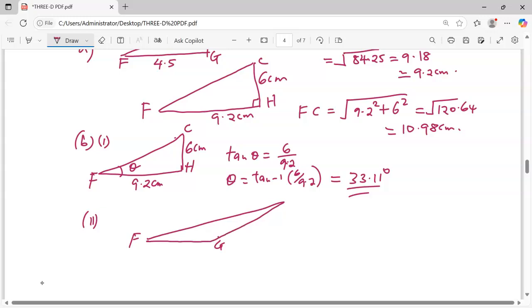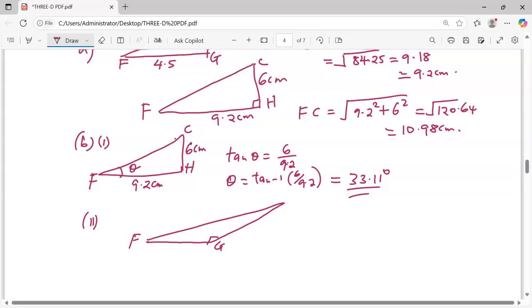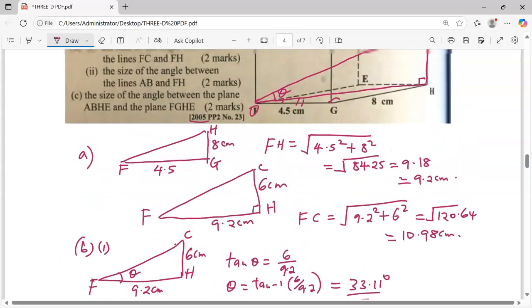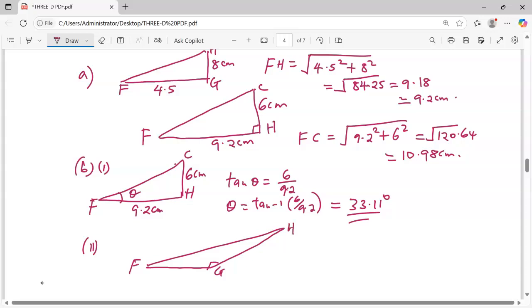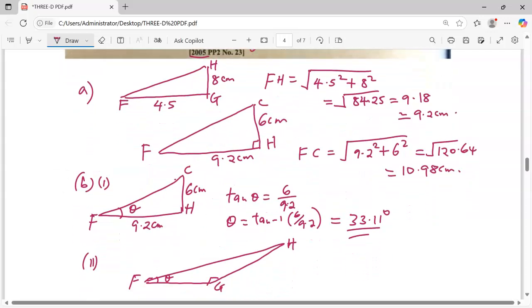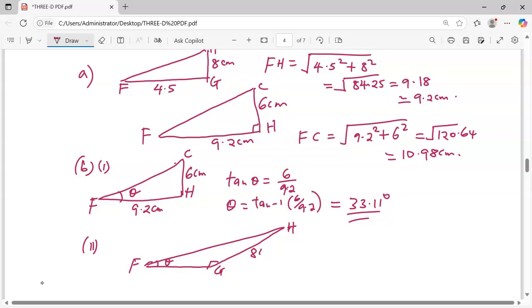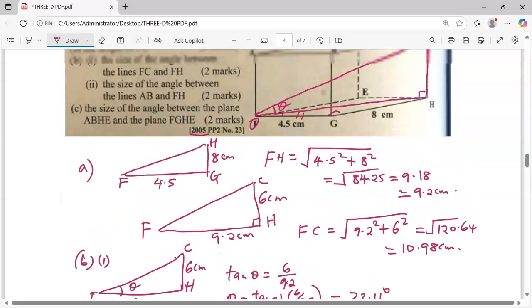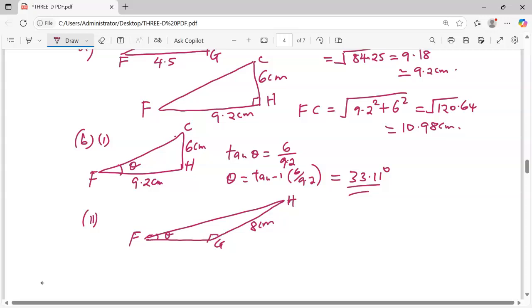So this is going to be our 90 degrees. And of course, this one is going to be H. So the angle we need is the angle theta at this point. Remember, we know that GH is 8 centimeters. FG is 4.5 centimeters.